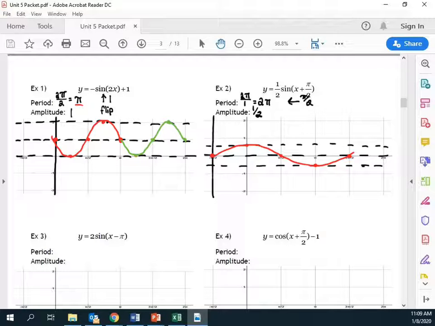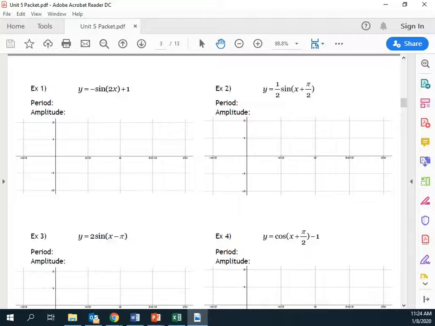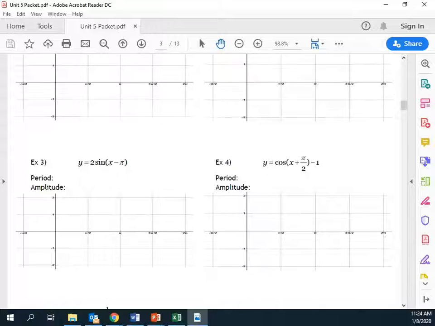All right, so let's go ahead, guys, and move on to the next two. y is equal to 2 sine x minus pi. So let's go through it, and what is the period here, guys? What is the number in front of x? 1. So that means the period's still the same.